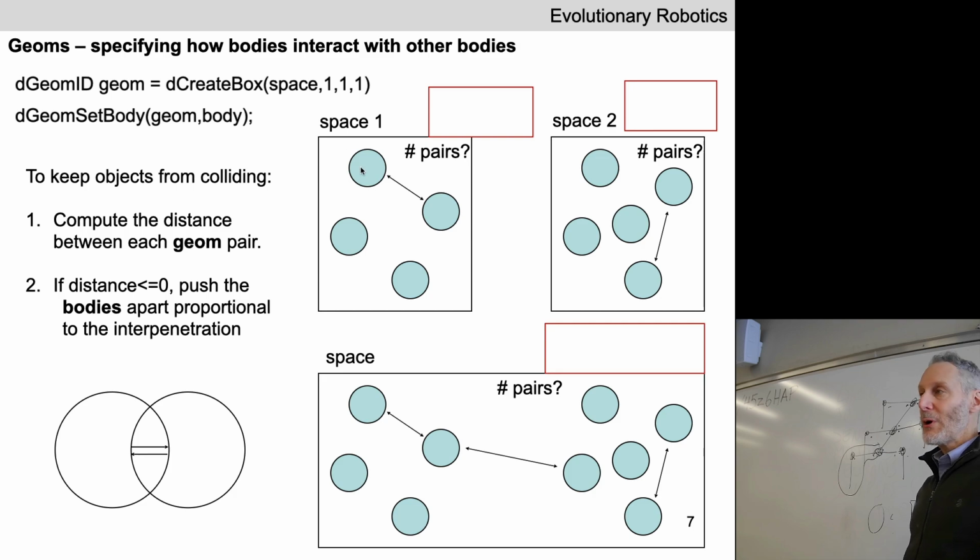Okay. An intuitive way to think about this is: is this object in contact with this object? Is this object in contact with this object? Is this object in contact with this object? No, no, no. Okay, next. Second object. Is this object in contact with this object? No, no, no. Third object. No, no, no. Fourth object. No, no, no. How many questions did we just ask?